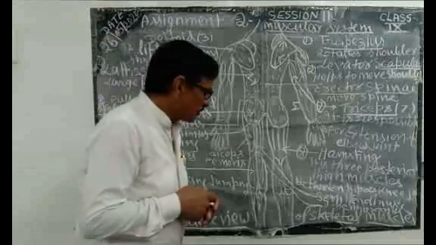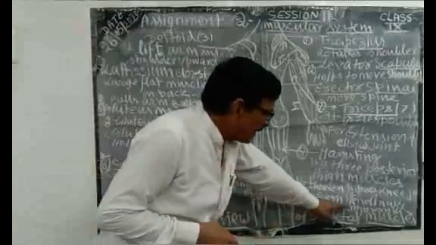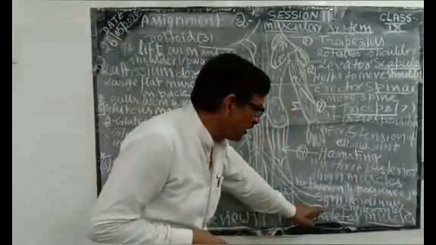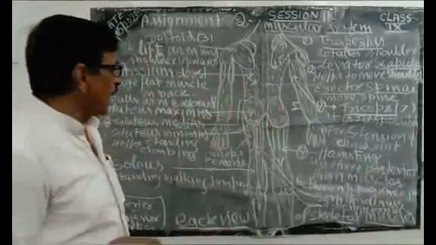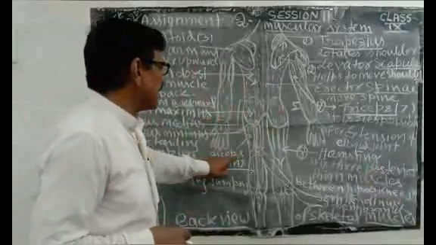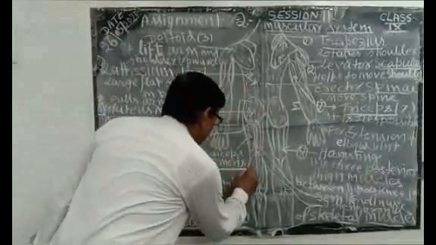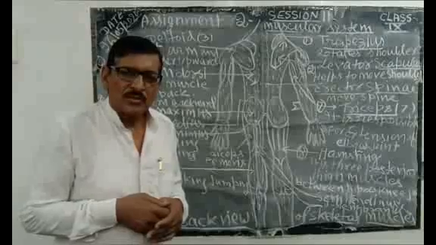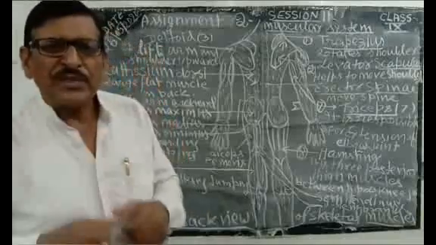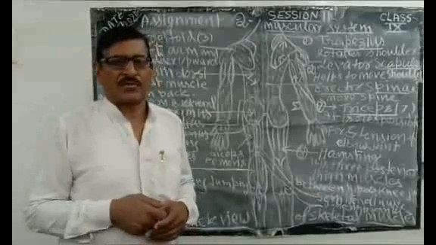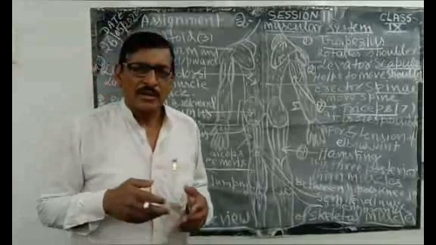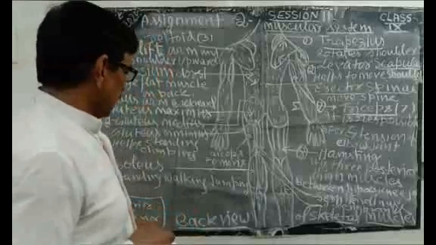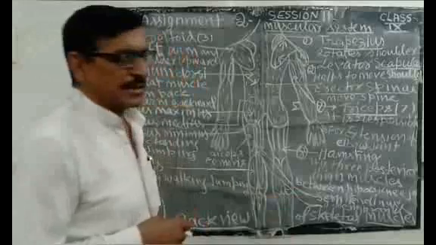First, semitendinosus, second, semimembranosus, and third muscle will be biceps femoris. It helps to move the leg backward and bend the knee. It is all about the back view of skeletal muscles.